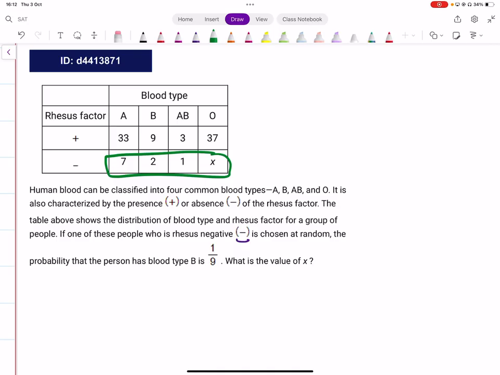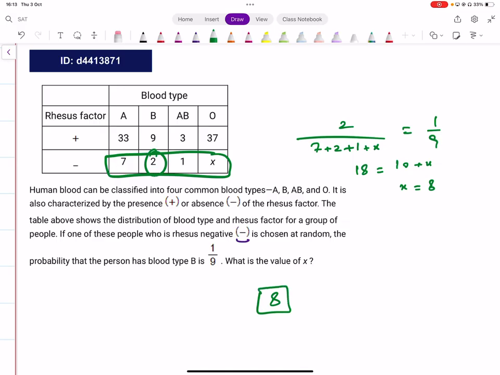We are selecting one person from these people. What's the total number of people here? 7 plus 2 plus 1 plus X. Out of these, the probability that their blood type is B, that's 2. So that's 2 over this. This should equal 1 over 9. And that should give you the value for X. Okay? Cross multiply, that gives you 18 equals 7 plus 2 plus 1, that's 10. So 10 plus X equals 18, so X is 8. You write 8 here. Okay?